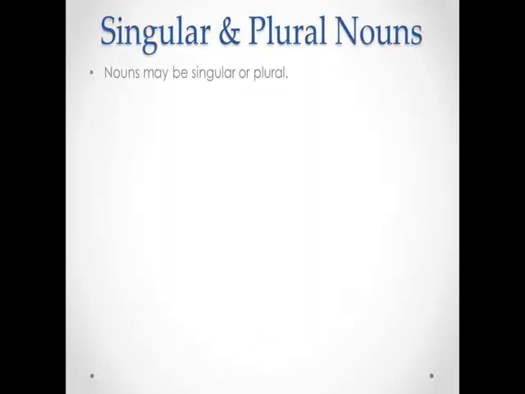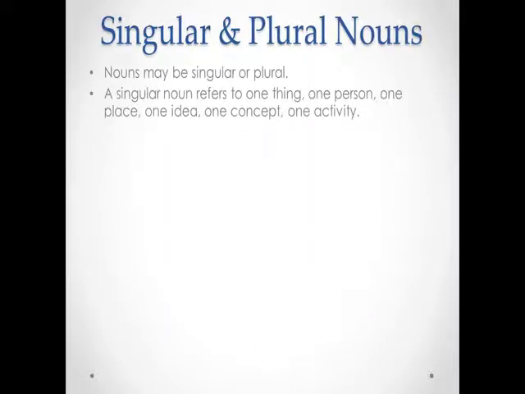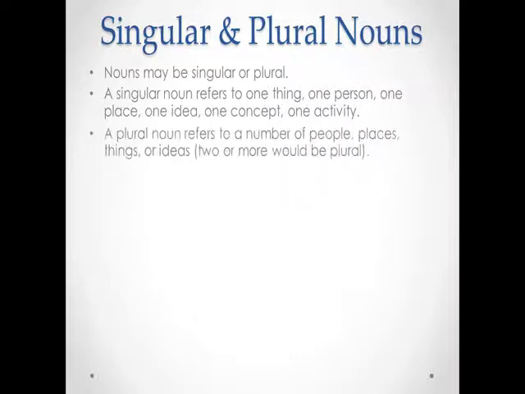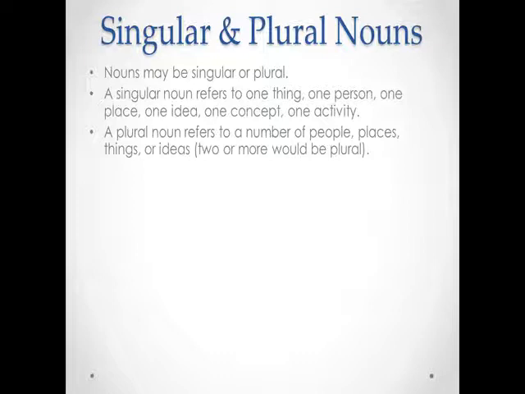And when we look at nouns, you should know that they can be singular or plural. The singular noun, of course, refers to one thing, one person, one place, or one idea, whereas a plural noun refers to a number of people, places, things, or ideas, so two or more make it plural.